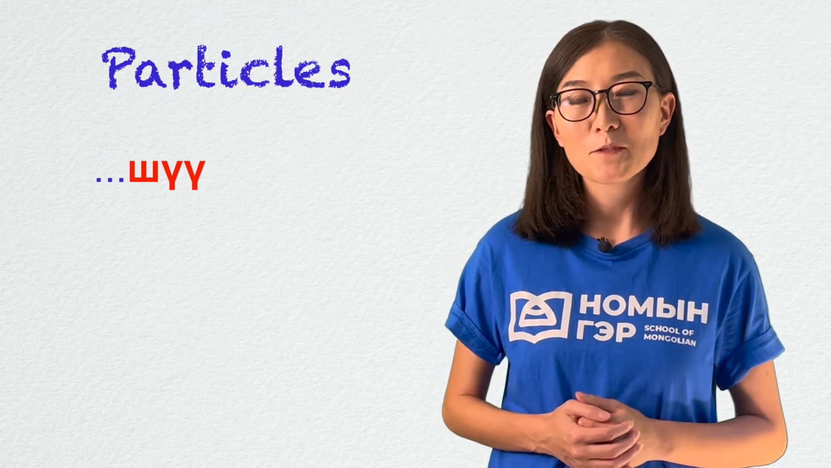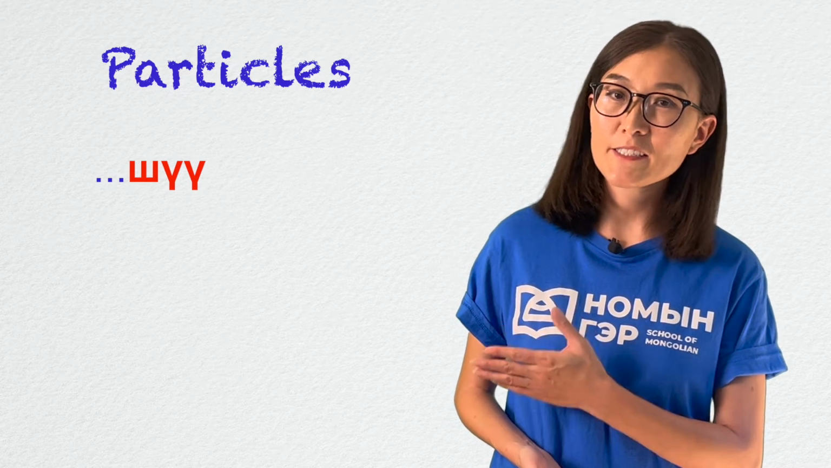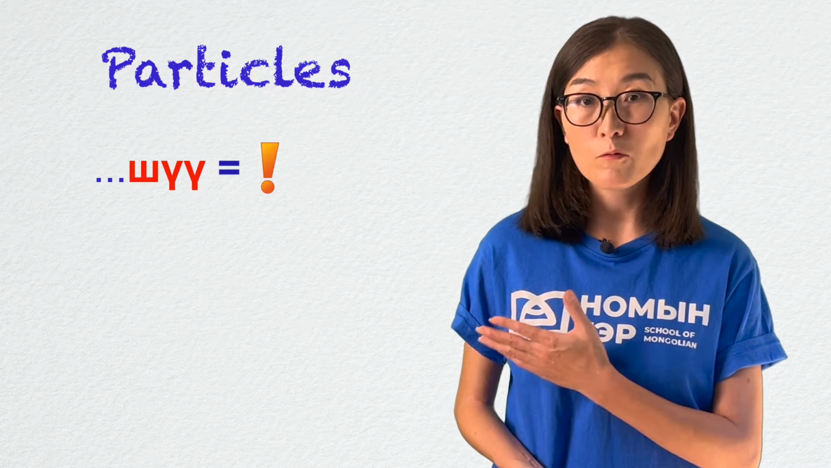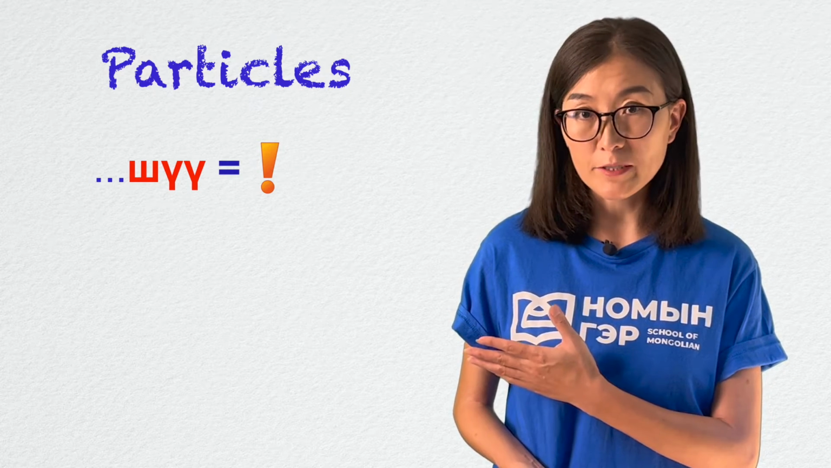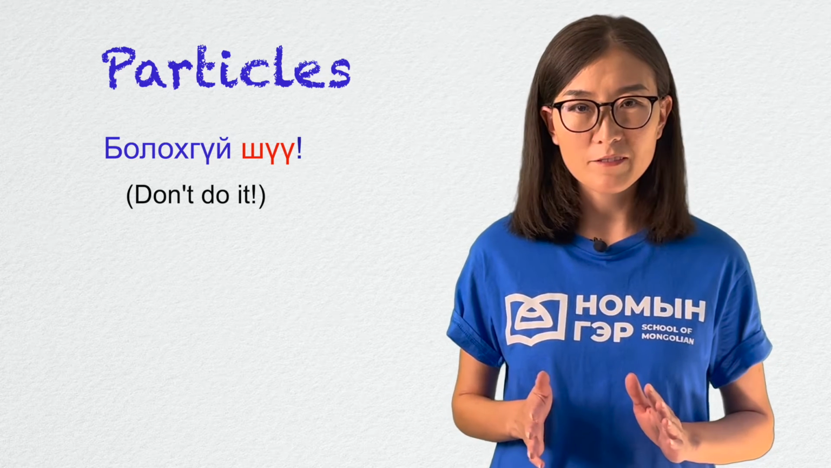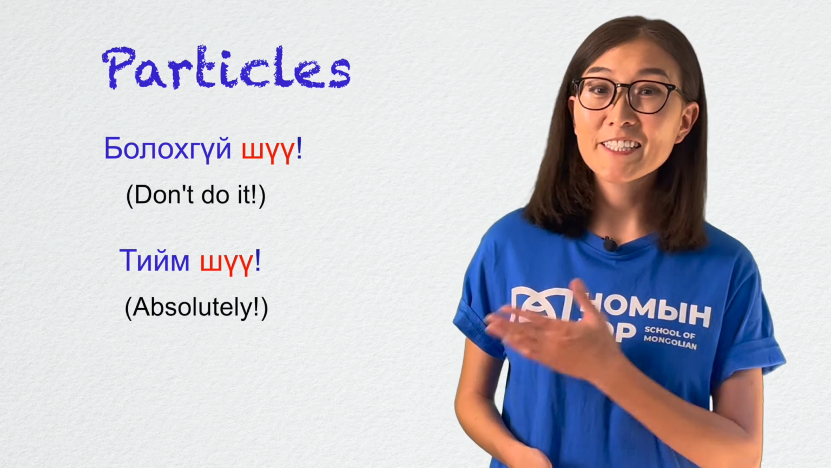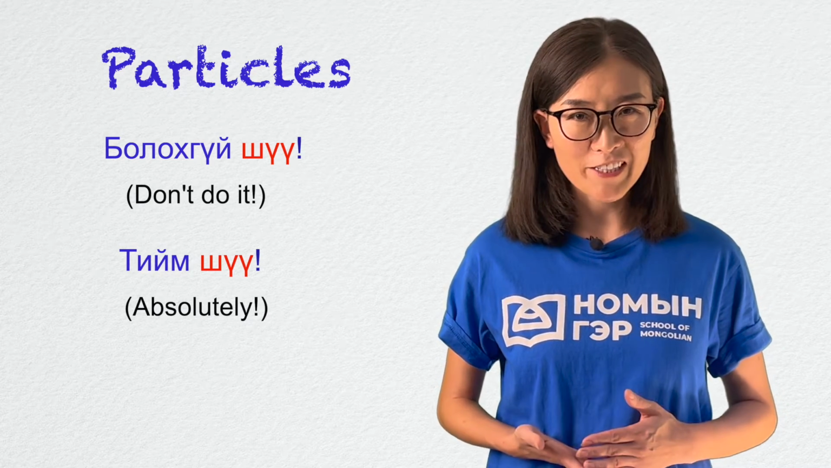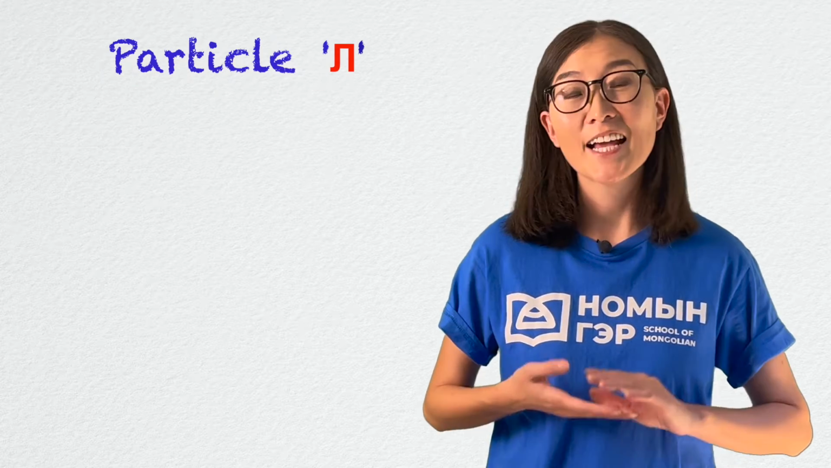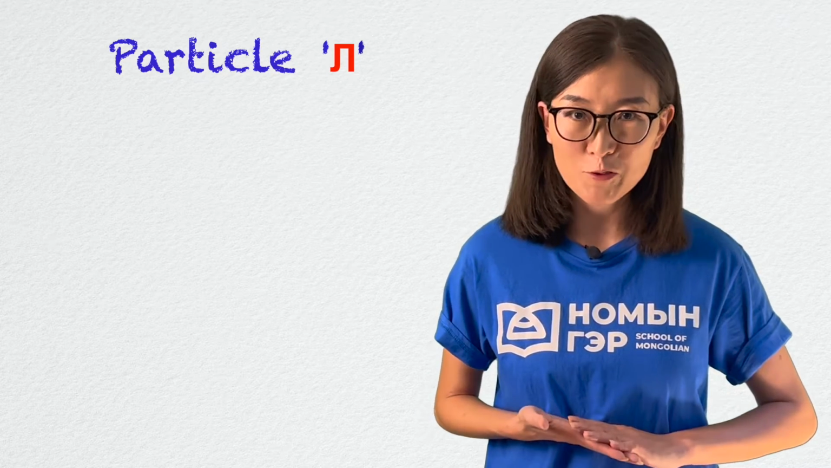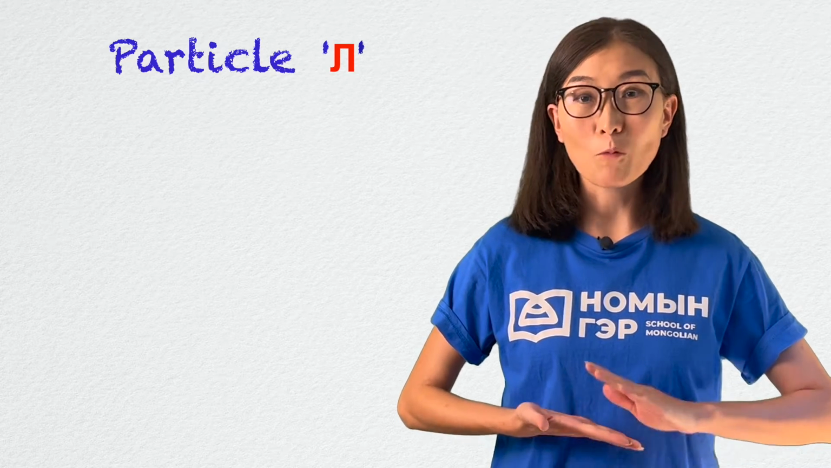For example, particle shu is equivalent to an exclamation mark and expresses the tone of warning or strong agreement. Couple examples. Болохгүй шүү, don't do it. Or тийм шүү, absolutely. I hope this gives a bit of clarification. Now let's get started. As I said before, the particle il has quite a lot of uses, and we will talk about the most common ones.